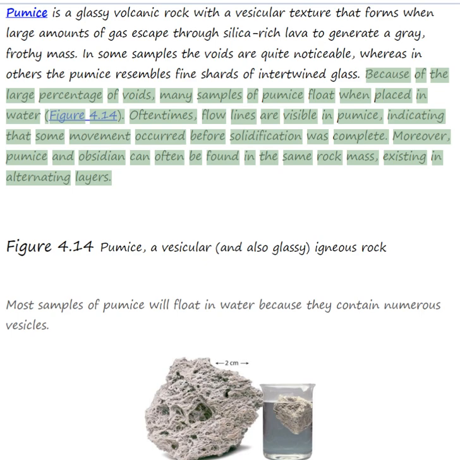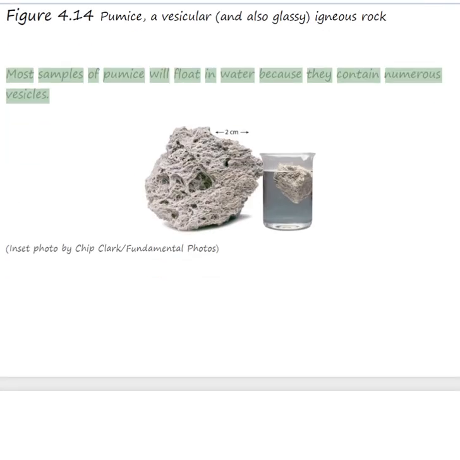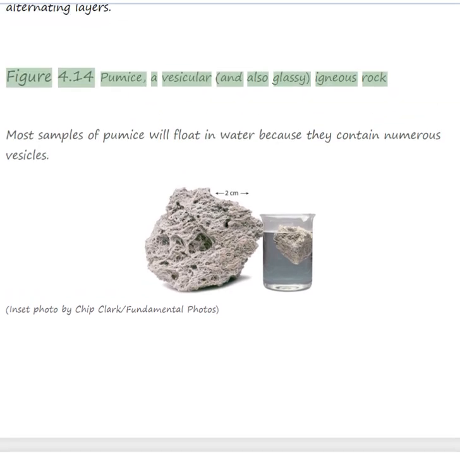Oftentimes, flow lines are visible in pumice, indicating that some movement occurred before solidification was complete. Moreover, pumice and obsidian can often be found in the same rock mass, existing in alternating layers. Most samples of pumice will float in water because they contain numerous vesicles. Figure 4.14 Pumice, a vesicular igneous rock.